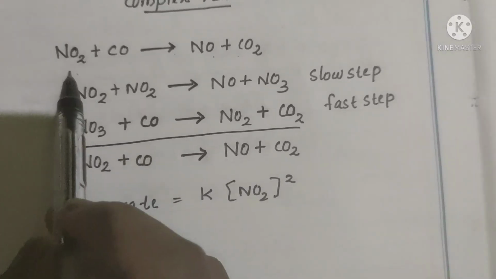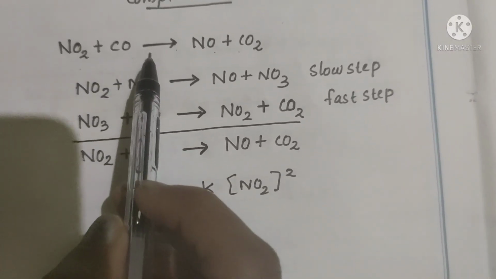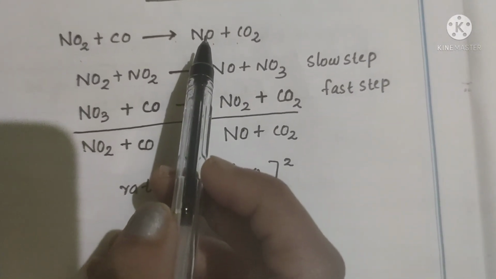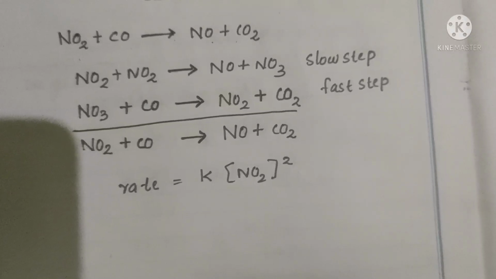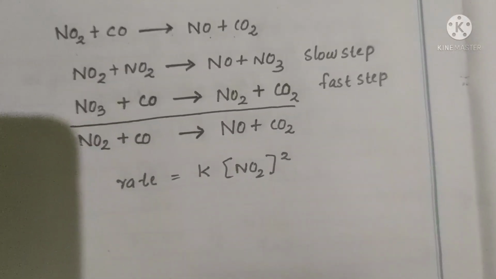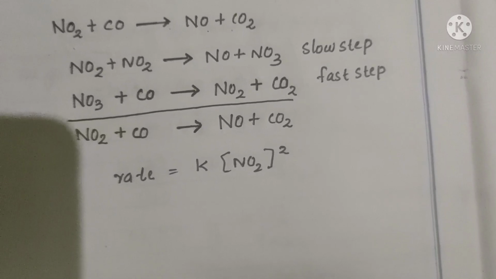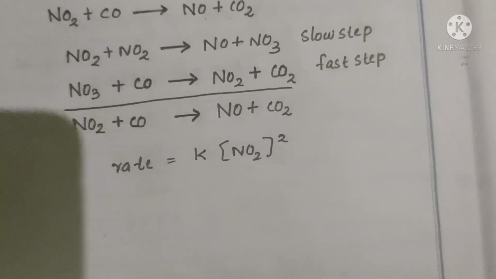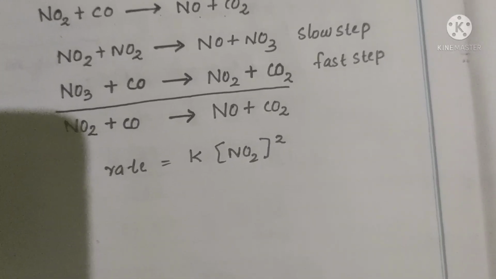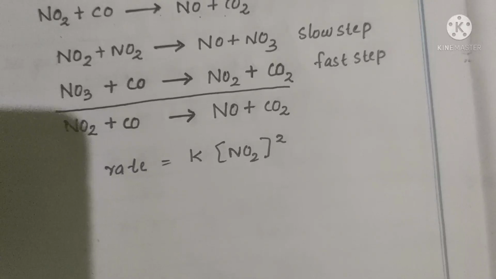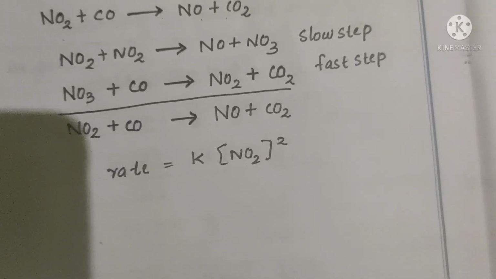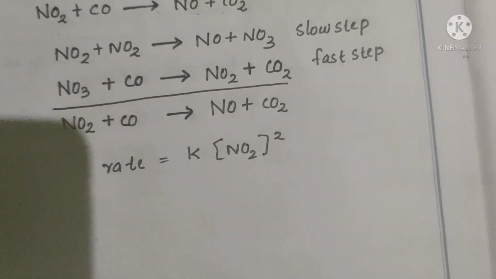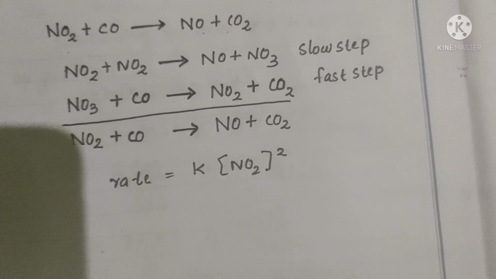For example, NO2 plus CO gives NO plus CO2. This reaction takes place in two steps. In the case of a multi-step reaction, the different elementary reactions usually have different rates. Some of the steps will be fast while others will be slow. And the rate of the overall reaction is determined by the rate of the slowest step. The slowest step of a complex reaction is called the rate determining step.